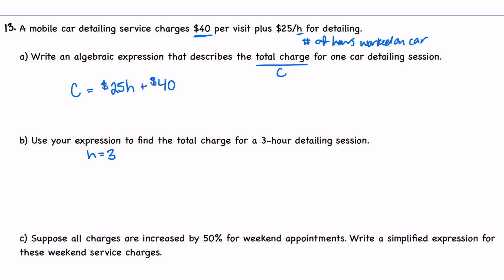So we can use our expression C equals $25, and instead of h, we're going to sub in 3 because we're going for 3 hours, and then we have to add our $40 base charge. So that gives us $75 plus $40 for a total of $115 for a 3-hour detailing session.